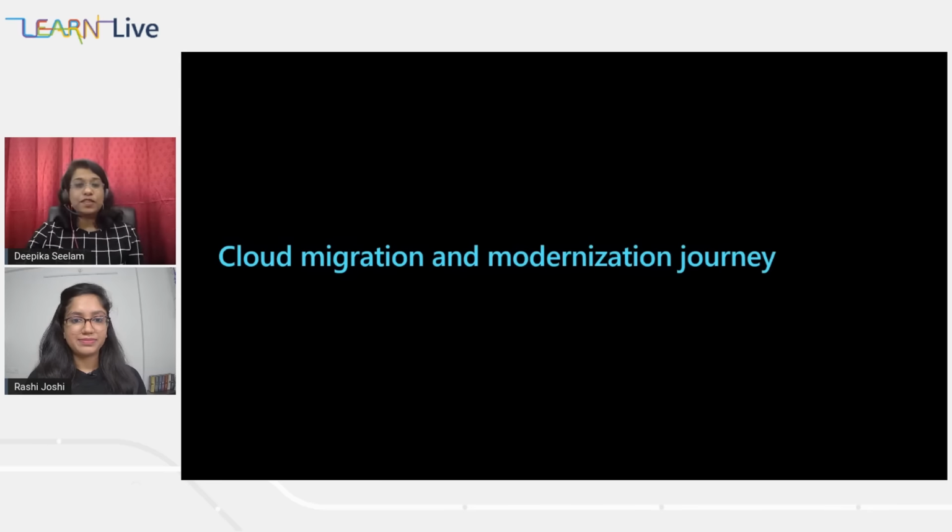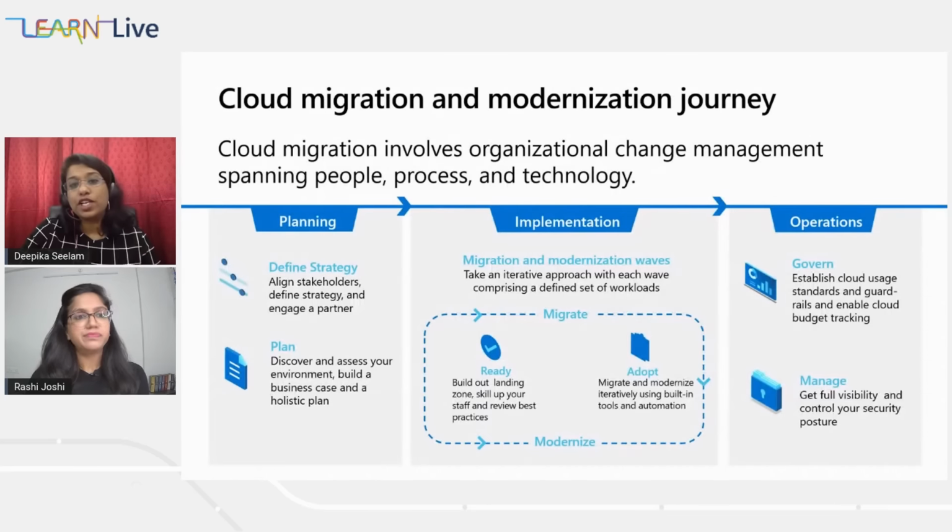This actually is the perfect segue for our next topic. So let's shift gears and look at a typical migration and modernization journey. Do understand that cloud migration involves organizational change management that spans people, process, and technology. Typically, we can break the migration and modernization journey into three phases: the planning phase, the implementation phase, and the operation phase.